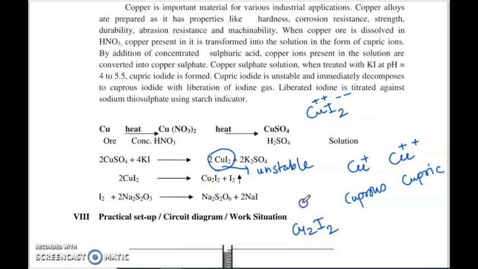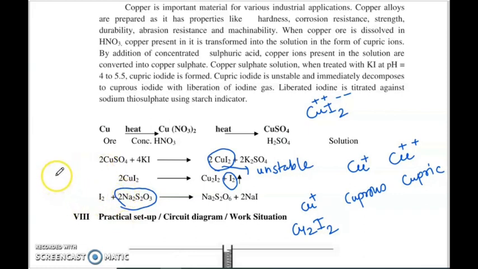Here each copper has valency 1. So this is your cuprous iodide, and iodine is liberated. That liberated iodine we are going to titrate using the sodium thiosulfate solution, and in this we are going to use starch as an indicator.